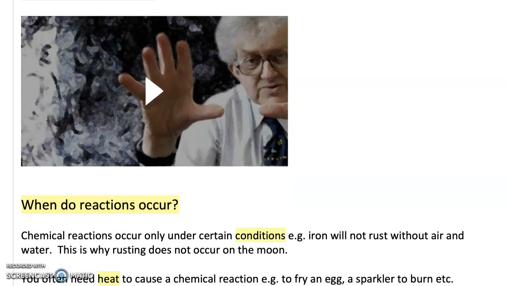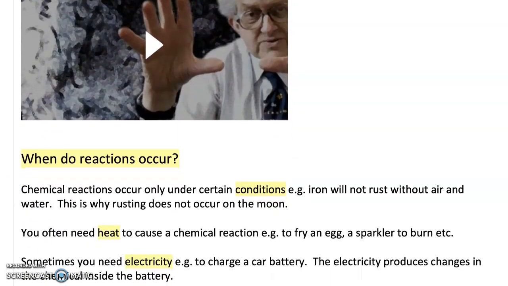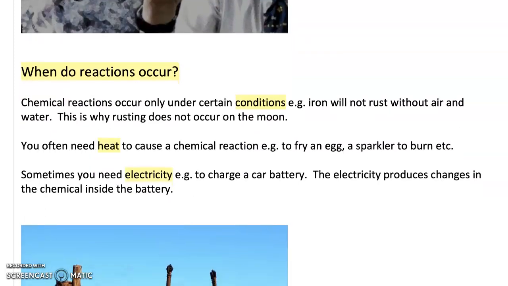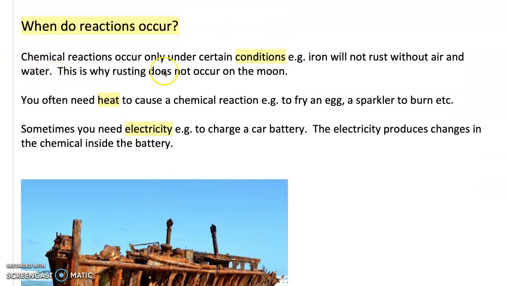And then this last thing I just want to talk about here is when reactions occur, and not all chemical reactions are good or bad. So there's reactions we want to take place, and then there's reactions we sometimes want to stop. So chemical reactions only occur under certain conditions. So iron won't rust without air and water.